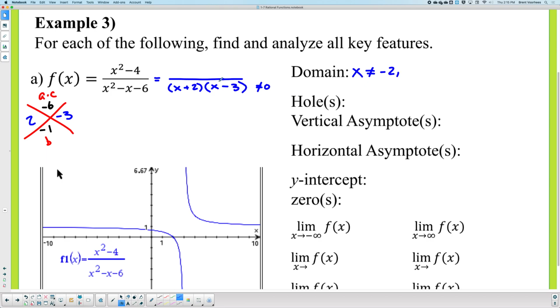Now what about this factor? What can x not equal here? 3. x could not equal negative 2 or positive 3, but it could equal any other real value. Any other real value it could equal, just not those two.